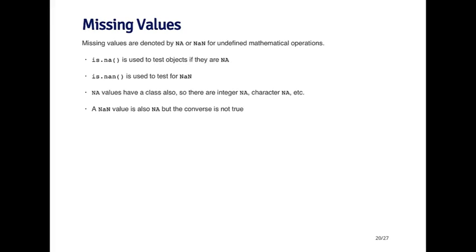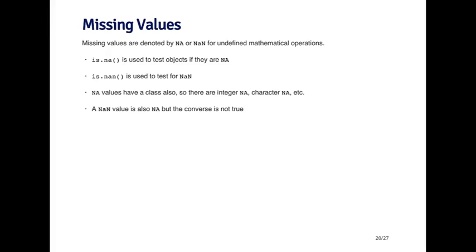So there's a special type of object that we haven't talked too much about yet, and these are missing values. Missing values in R are denoted by either NA or NaN, which we talked about before. NaN is used for undefined mathematical operations, and NA is pretty much used for everything else. There's a function in R called is.na, which is used to test objects to see if they are NA, to see if there are missing values in that object. There's another function called is.nan, which is used to test for NaNs.